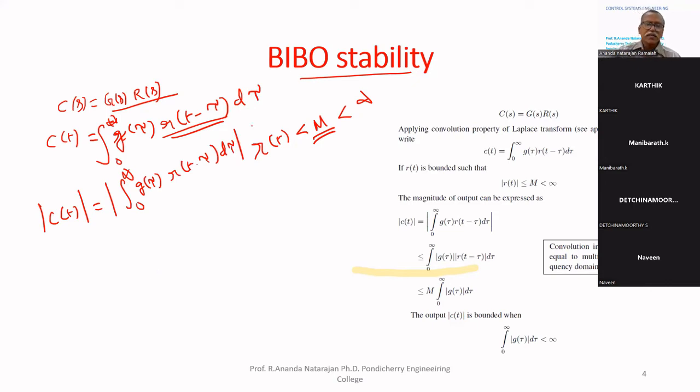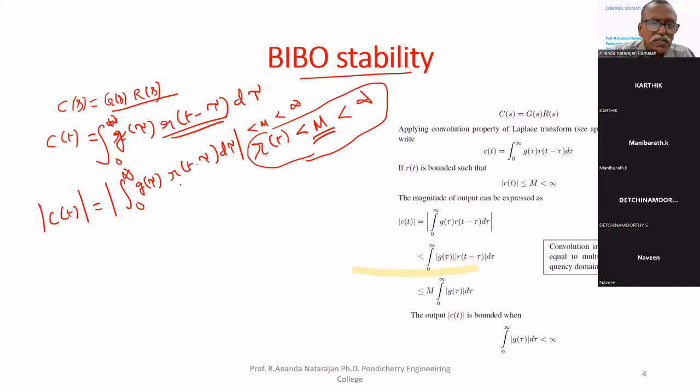This must be less than infinity. It must be less than M, less than infinity. Then it is said to be bounded. The system is said to be bounded. The final output must be less than infinity, a measurable quantity.